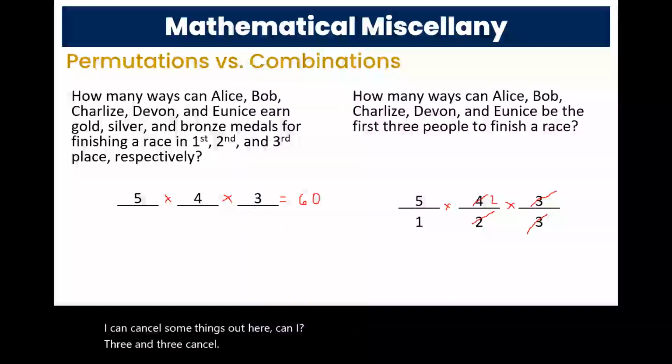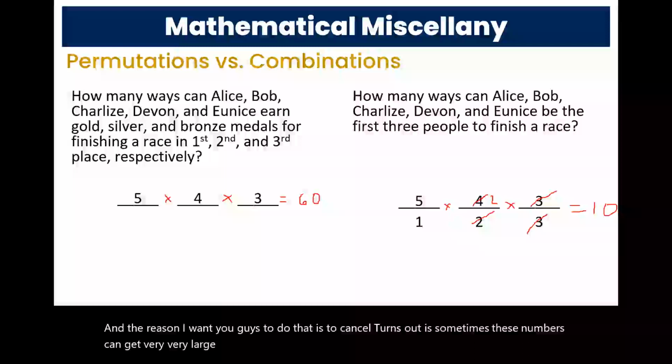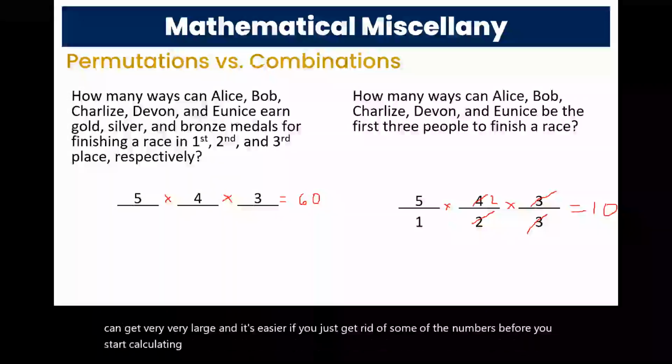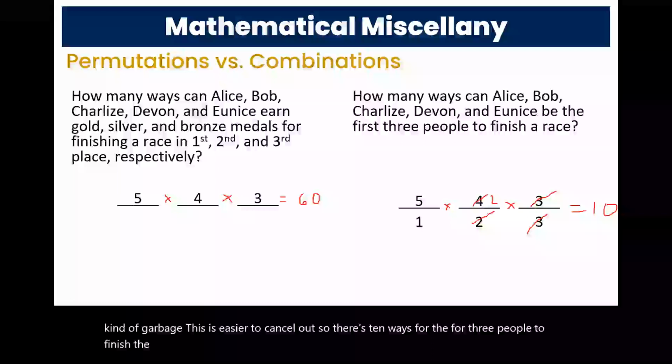2 cancel, so I'm left with 5 times 2, which is just 10. And the reason I want you guys to do that, to cancel terms out, is sometimes these numbers can get very, very large. And it's easier if you just get rid of some of the numbers before you start calculating, so you don't have to do division and look for common factors and all that kind of garbage. It's just easier to cancel out. So there's 10 ways for 3 people to finish the race. There's 60 ways for 3 people to finish the race first, second, third.